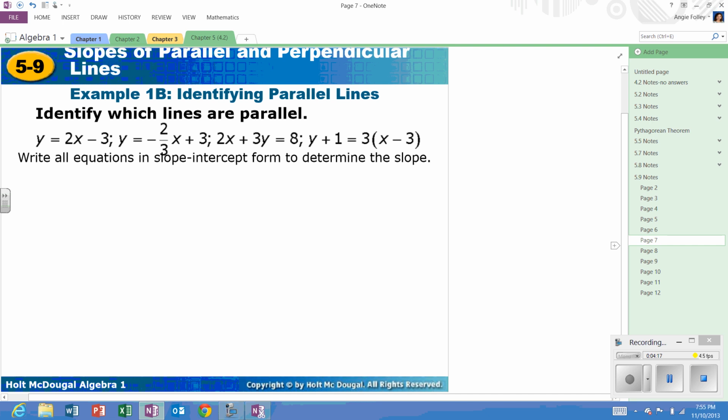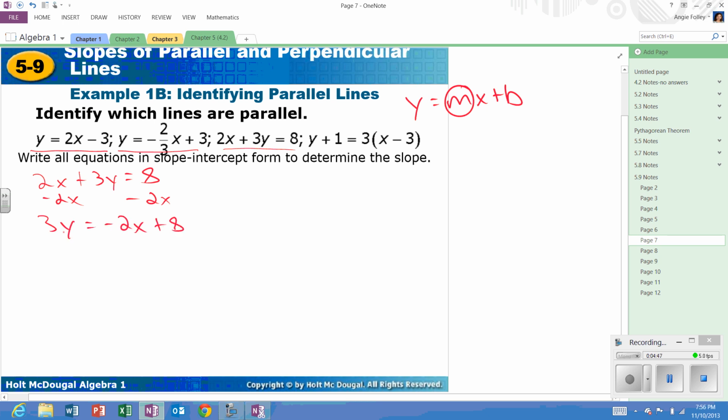Okay, so we're going to identify which lines are parallel in this example as well, but the first thing we have to do is get them all into y equals mx plus b form, because we can't compare the slopes if we don't know them yet. This first line is already written in y equals mx plus b. So is the second one. This third one is not, so we're going to rewrite that. 2x plus 3y equals 8. I'm going to move that 2x over. So I get 3y equals -2x plus 8. Divide everything by 3, and y equals -2/3 x plus 8/3.